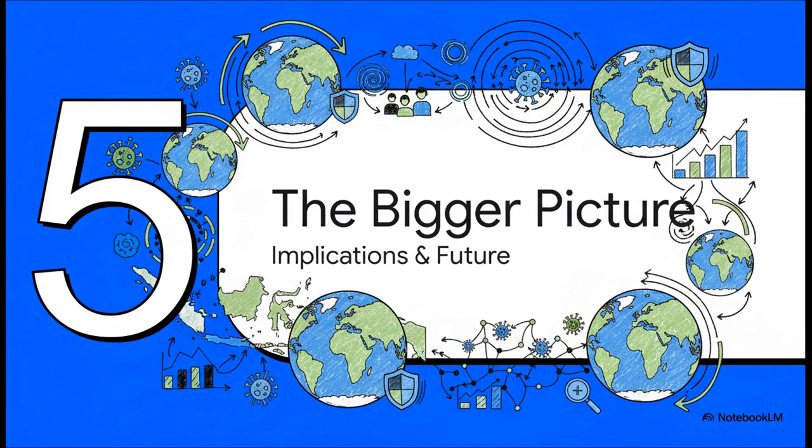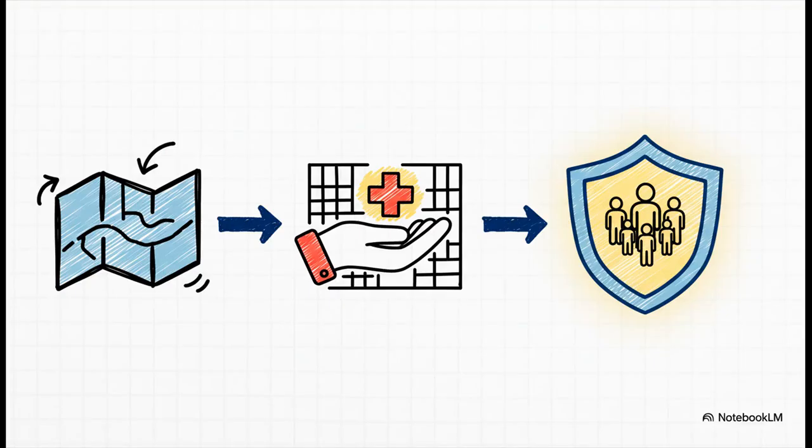So, what's the big takeaway here? What does all this mean beyond just Jakarta? Well, this research has some really profound implications for public health pretty much everywhere. It really all boils down to one simple idea. Models that can adapt to a changing world give us a much clearer picture of the future. And this isn't just an academic exercise. It means health officials can see where risks are emerging, send help where it's needed most, and make smarter, faster decisions that actually save lives.